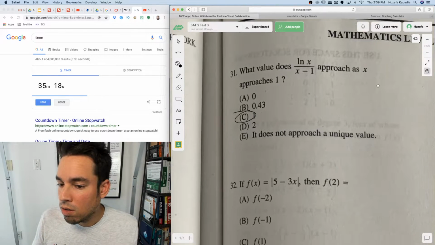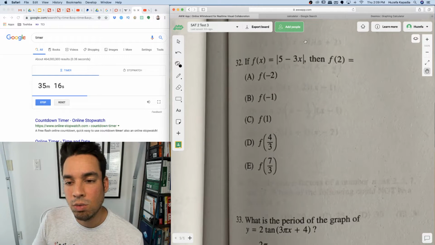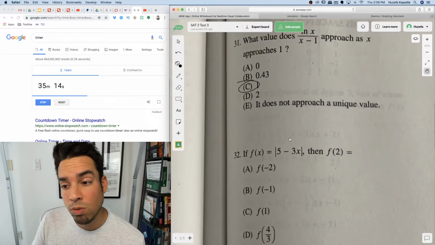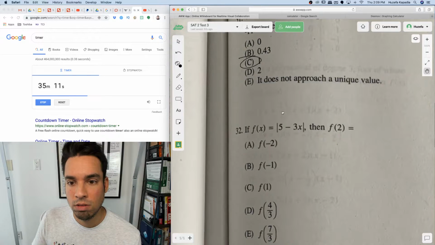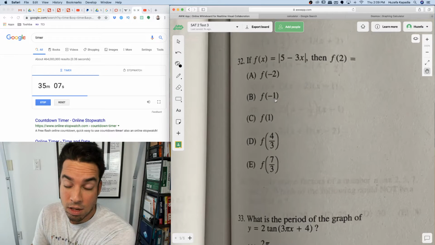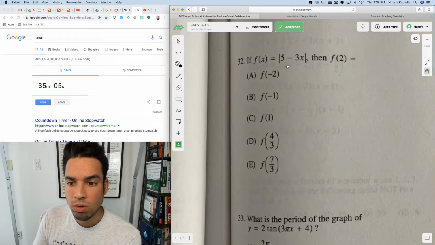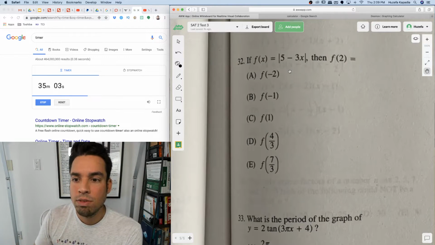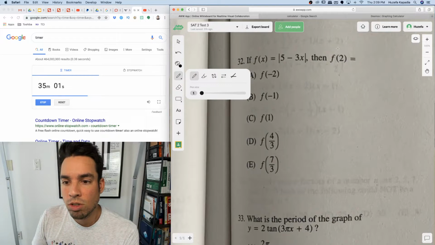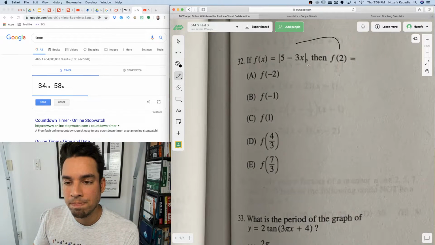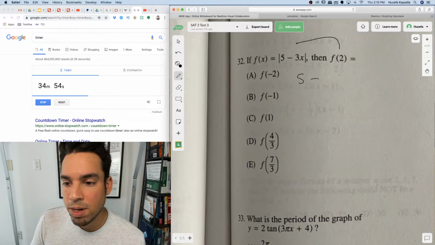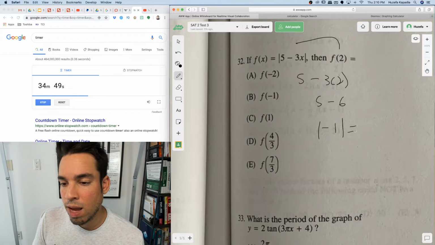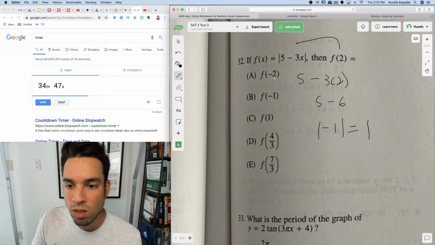Come on now. All right, next. If f of x equals, it doesn't say what it equals. It says what does it approach, right? As x approaches 1. F of x equals 5 minus 3x. Then f of 2, this is just plug and chug. So f of 2 is 5 minus 3 times 2, which is 5 minus 6, which is negative 1. Absolute value of that is 1. So which one of these also gives me 1?